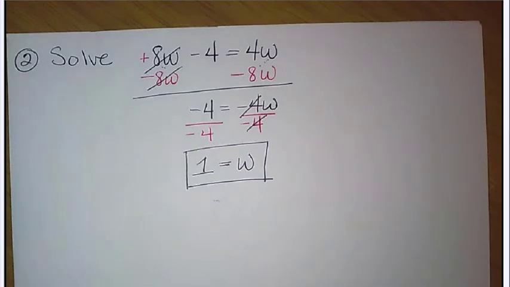And if you had chosen to move the 4w instead of the 8w, you're still going to come out with 1 equals w. It would just have taken one extra step. But you can do that either way.